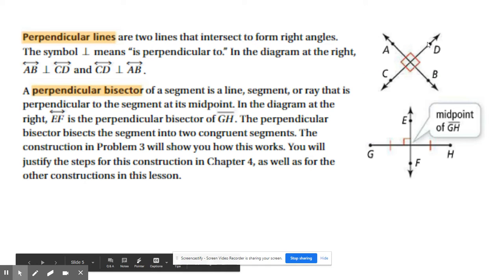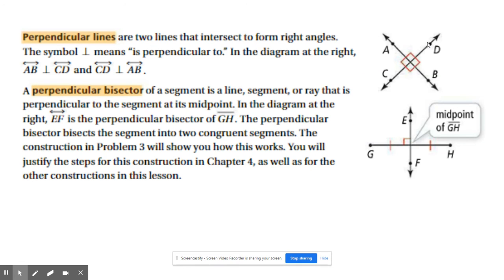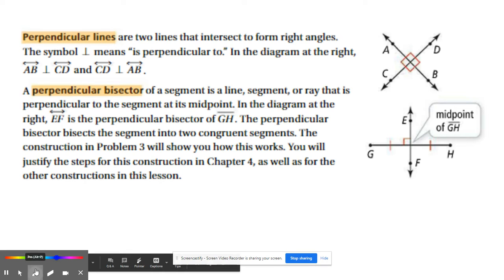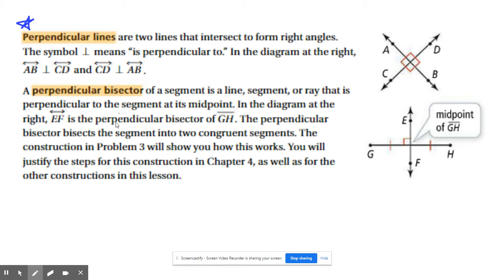And now here's your second video on constructions, and wouldn't you know, they threw some vocab in here as well. So, very important idea of perpendicular lines. Perpendicular lines are two lines that intersect to form right angles. So word association: if you hear the word perpendicular, you think of right angles.